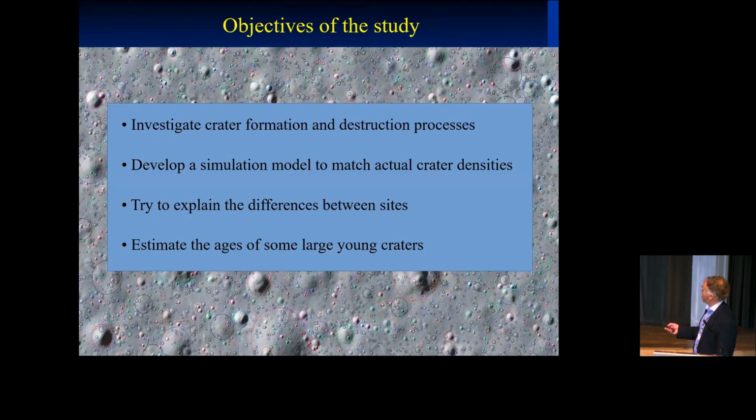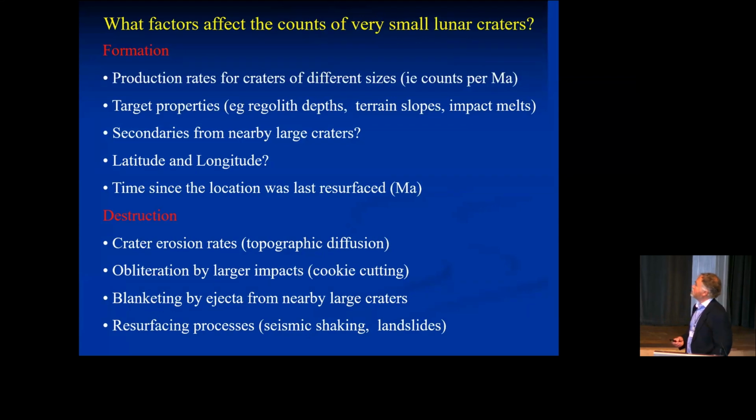Right, let's try this again. So what factors affect the counts of very small craters? Well, the formation process is controlled by the production rates of craters of different sizes. The target properties probably result in different results. Possibly there are secondary craters, and possibly latitude and longitude have an effect on the crater densities. And of course, the main factor is the time since the location was last resurfaced.